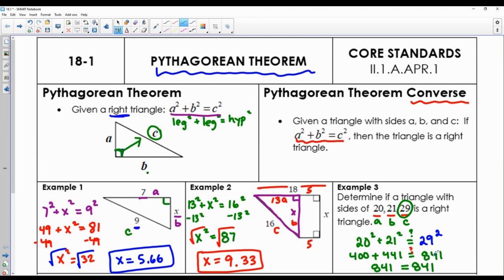So is this a right triangle? This is a big yes. This is indeed a right triangle since a squared plus b squared equals c squared. And that's all they're asking you to do.